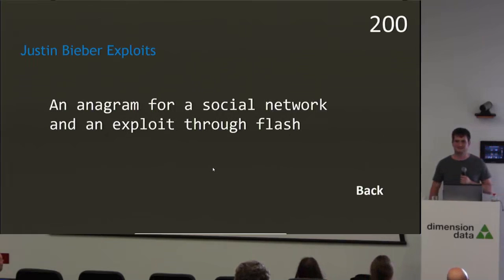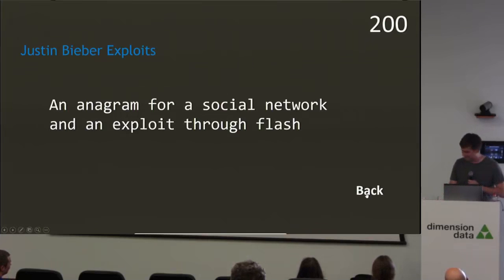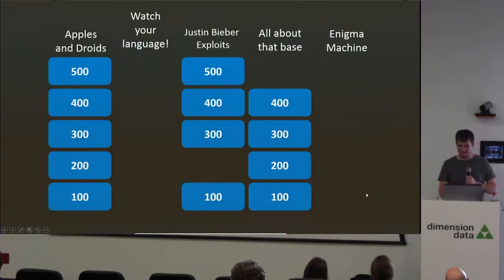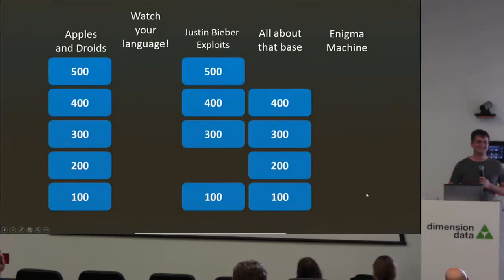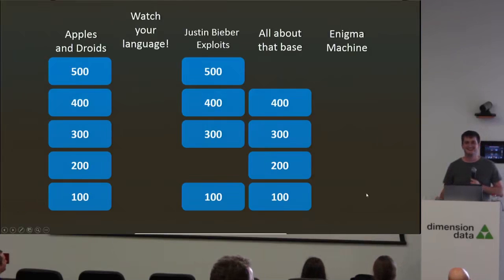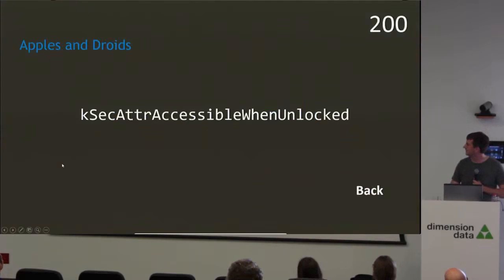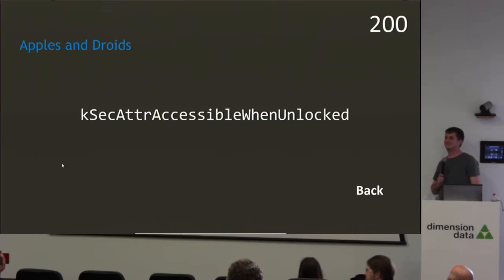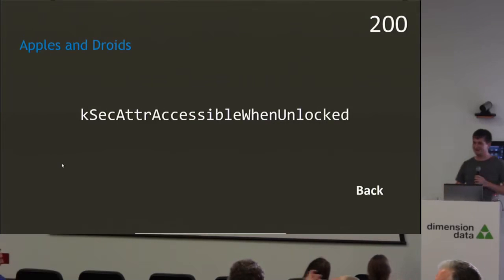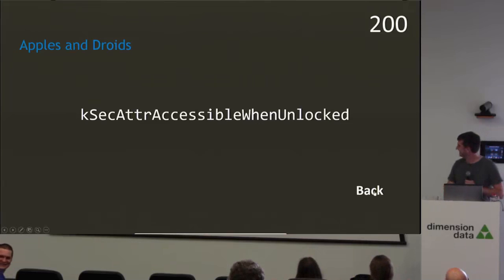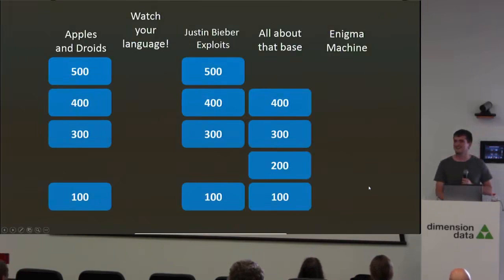Okay, it's called Coop Face. Pretty obscure one. Okay. Yeah. Okay. Apples and Droids 200. What are you supposed to say? What is sitting in iOS keychain, trying to be accessible after you've unlocked it? Okay, give us another one.